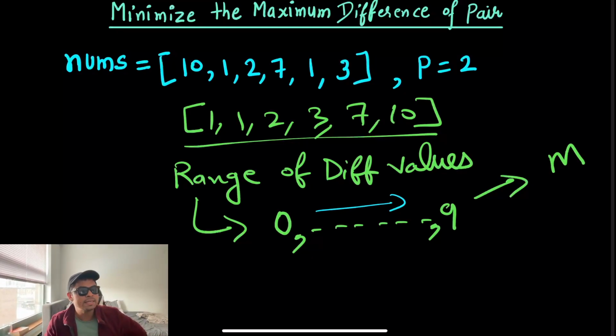trying one difference at a time, and then checking if I can find p number of pairs that have a difference less than or equal to that difference, if we choose that as the maximum difference. Okay, so let's say if I choose 0, then I'll go over this list and try to find the pairs, which will happen in O(n) time complexity.